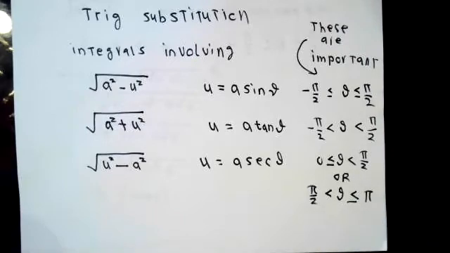The reason that we have to use this piecewise definition is that the secant function is not continuous on the interval from 0 to pi. It has a vertical asymptote at pi over 2.